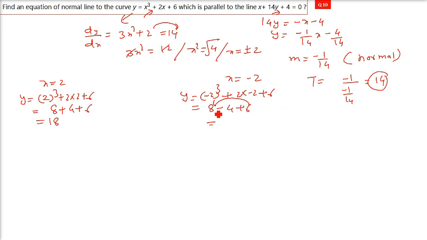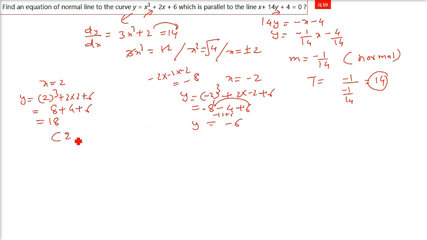So we have two coordinate points here, (2, 18) and (-2, -6). Let me complete this first, then we'll formulate the line. As I'm saying, (-2) whole cube is -8, so this is -6. Y is equal to -6.